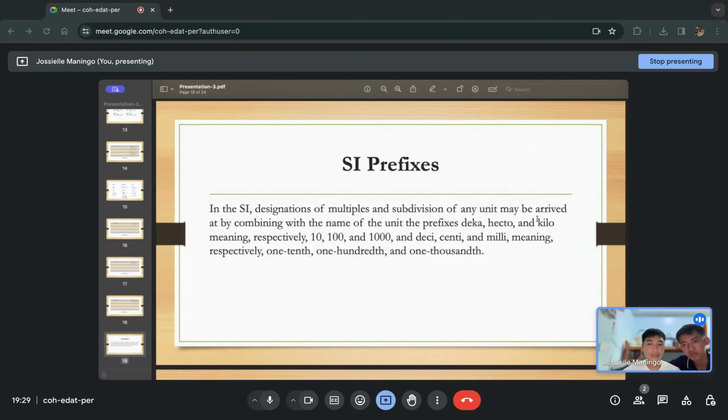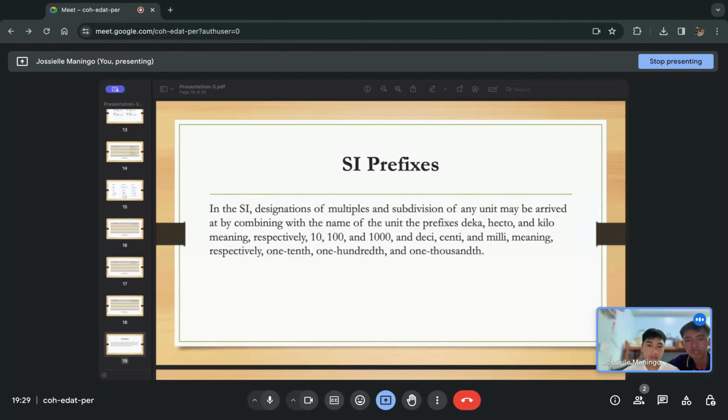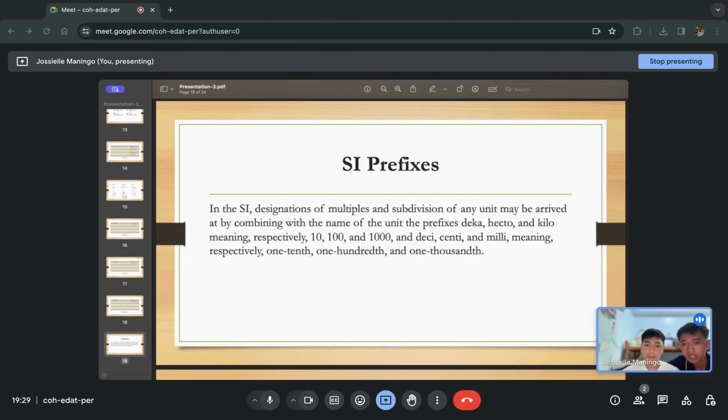And the SI prefixes. The designation of multiples and subdivisions of any unit may be arrived at by combining with the name of the unit the prefixes deka, hecto, and kilo, meaning respectively 10, 100, and 1000, and deci, centi, and milli, meaning respectively one tenth, one hundredth, one thousandth.